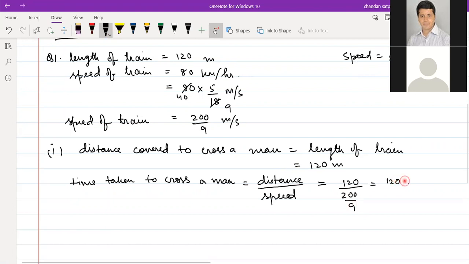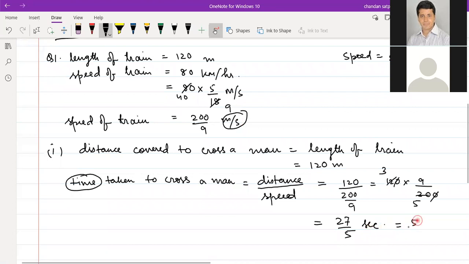So it will be 120 into 9 by 200. Reciprocal. So 0 cancel and 4 3 ja 4 5 ja. So it has come how much? 9 3 ja 27 by 5. And what is the unit of time? Remember that here the speed of the train is in meter per second. So what will be the unit? Unit will be second here. Or we can write that 5 5 ja 25, 5 2 by 5 second. This is our answer. Everyone understood?